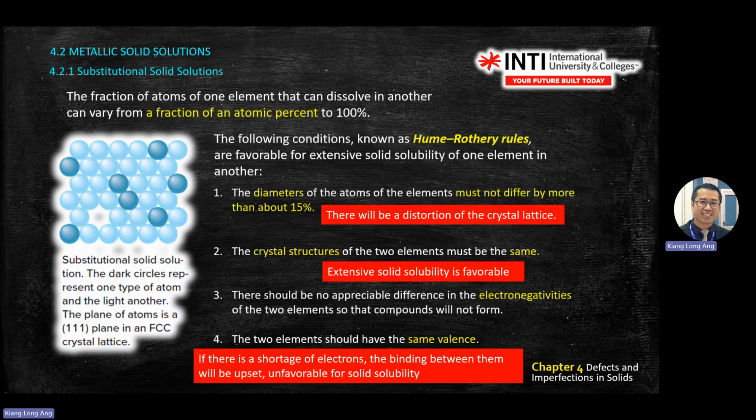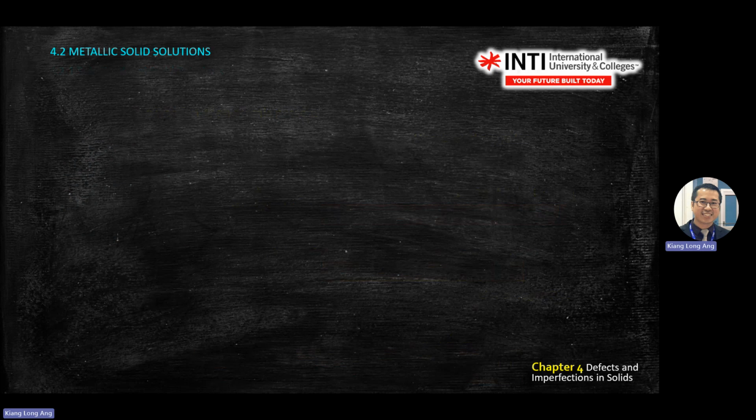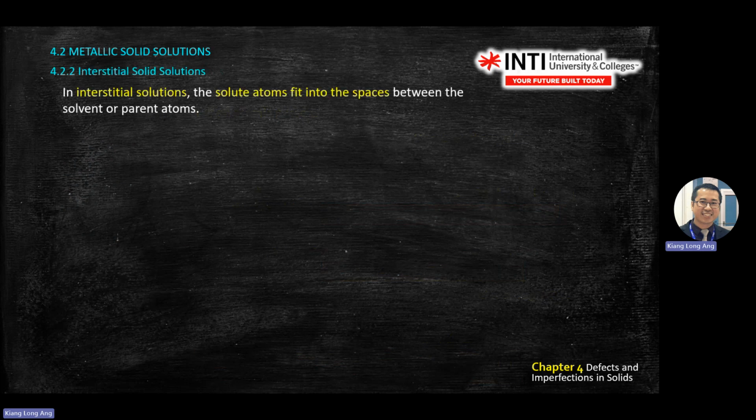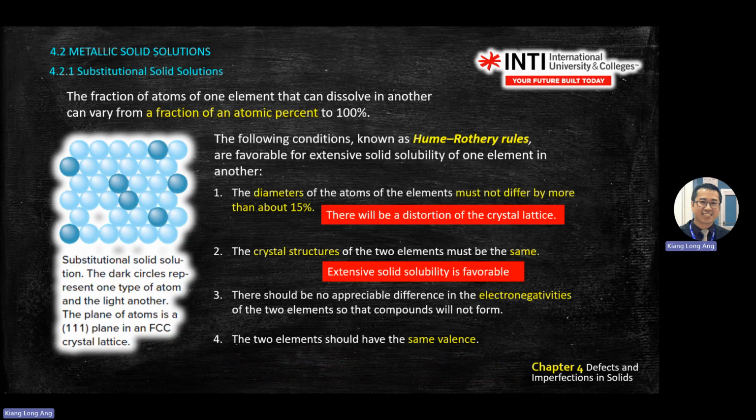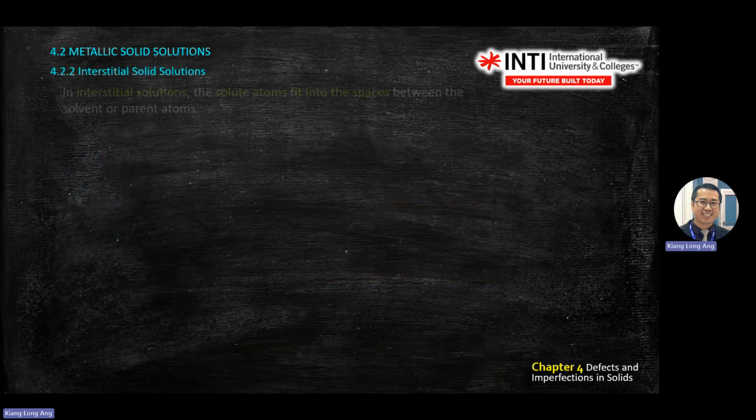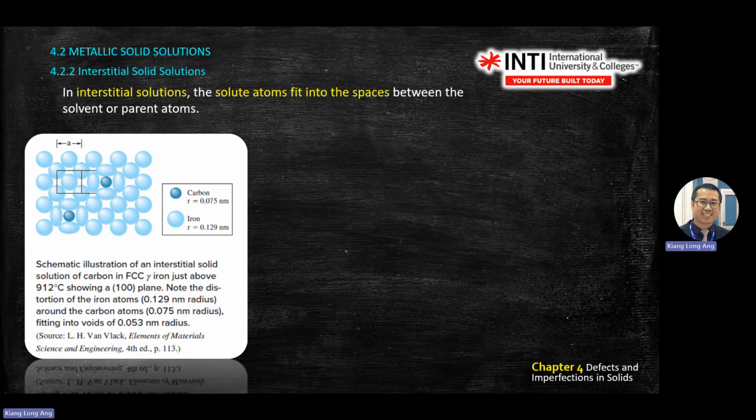So again, you learn about Hume-Rothery rules. Then we look into interstitial. The previous one, Hume-Rothery rules, is more on the substitutional side. Then interstitial means you fit alien atoms inside the solvent. You put solute atoms inside the solvent, like the one you see here.